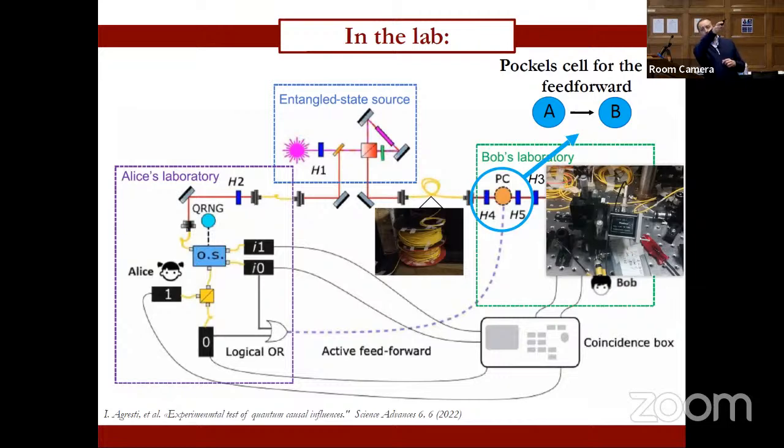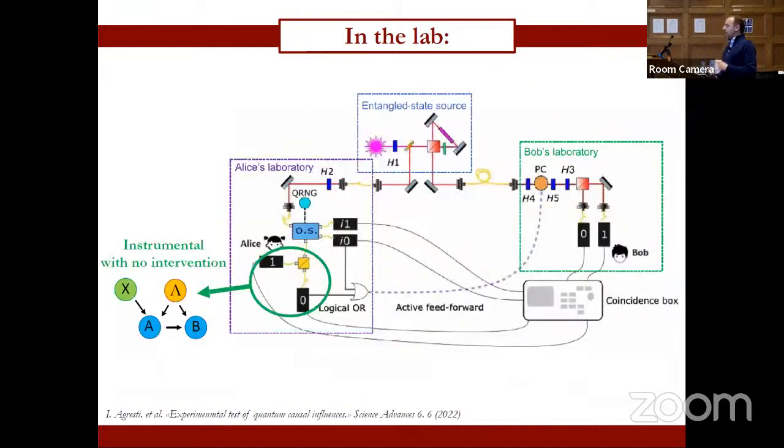We need to have some fiber loops to delay the photons manipulation. These are more technicalities. But you see at the end how you implement in the lab this direct arrow which connects A and B. So at the end, this is your apparatus. Again, X is decided here by a quantum random number generator. Here, that's the X variable, that's the A variable, that's the B variable, and this is a lambda.